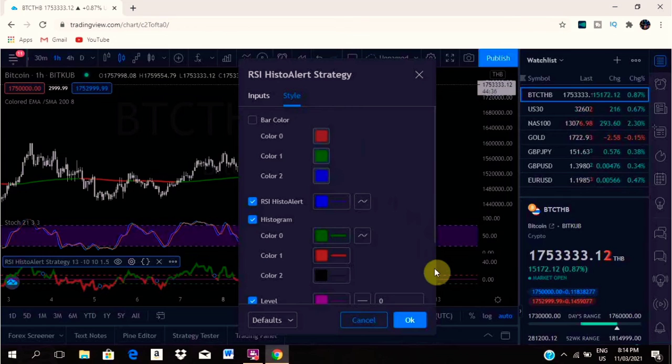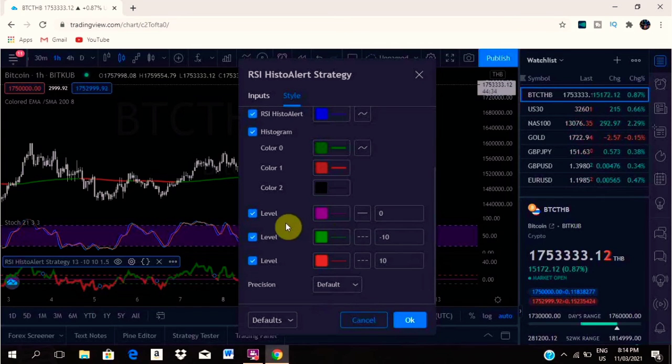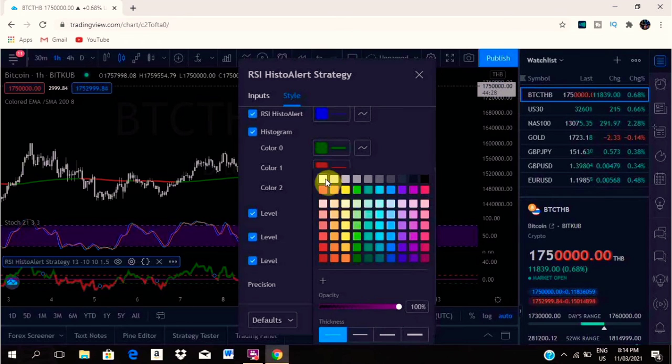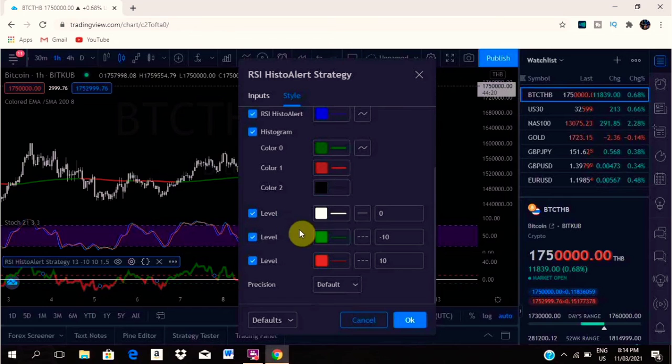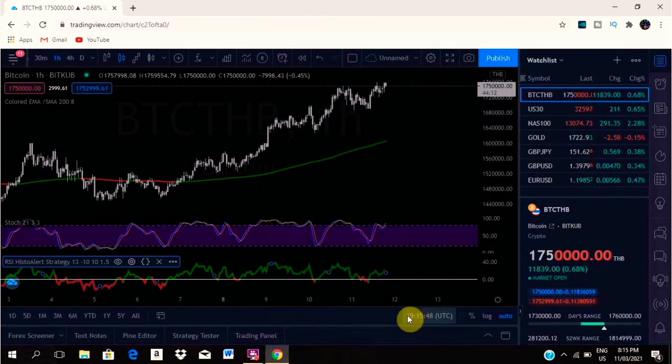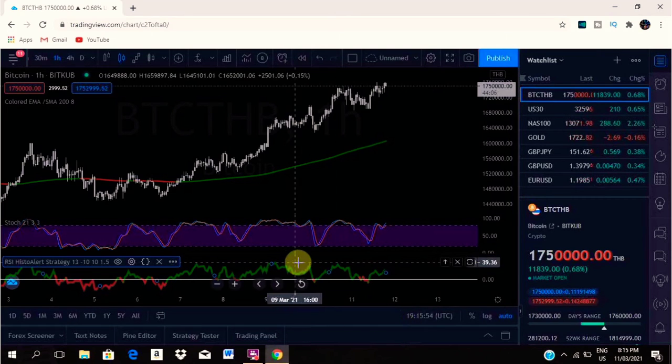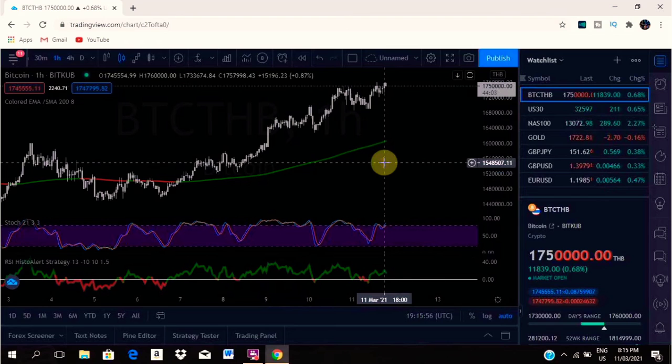So you will now go to the level, you can see this is level 0. In order to show it very well, you can change it to white so that it will be more visible to you. That level 0, you change it to white. Then you will uncheck minus 10 and 10. Then we have the indicator. As you can see here, we have the indicator. So that's how to set the RSI, because I know it's the RSI that will complicate the whole issue. So that's how to set it up.